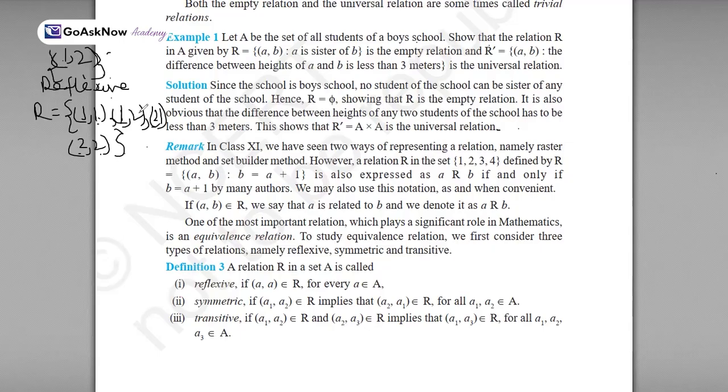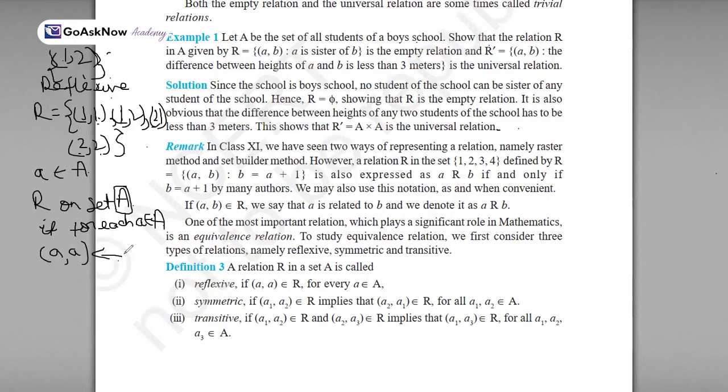A reflexive relation means that (a, a) is present in the relation R for every a belonging to capital A. It means that if I have a relation R on set A, where A cross A is the Cartesian product, and for each a belonging to A, meaning each element of set A, the pair (a, a) is present inside the relation, then it is called a reflexive relation.